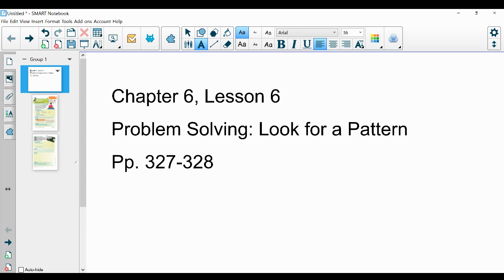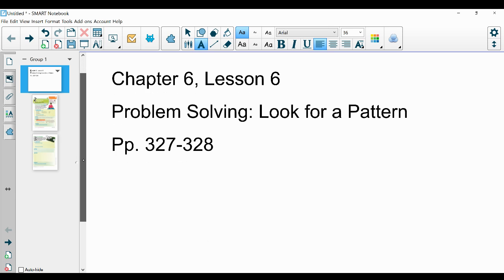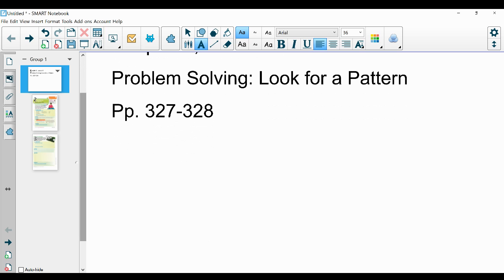Okay, boys and girls, we are in Chapter 6, Lesson 6, Problem Solving, Looking for a Pattern. We're doing pages 327 to 328 today. Before we get started, I want to talk about a couple of vocabulary words. You'll hear one of them mentioned in the video.